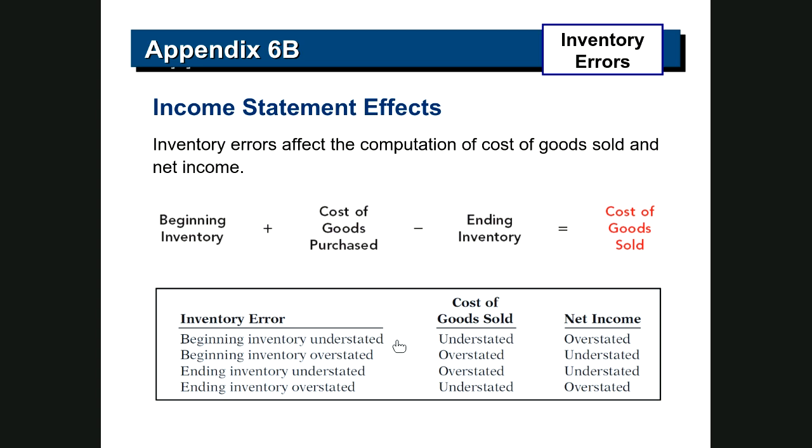Now we have the third situation, ending inventory overstated. The beginning inventory remains the same, 1,000, and purchases 2,000. Ending inventory is understated. So instead of 1,500, we have 1,300. What happens to cost of goods sold?